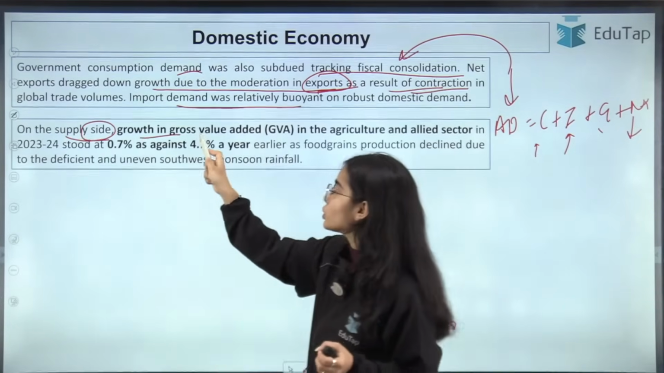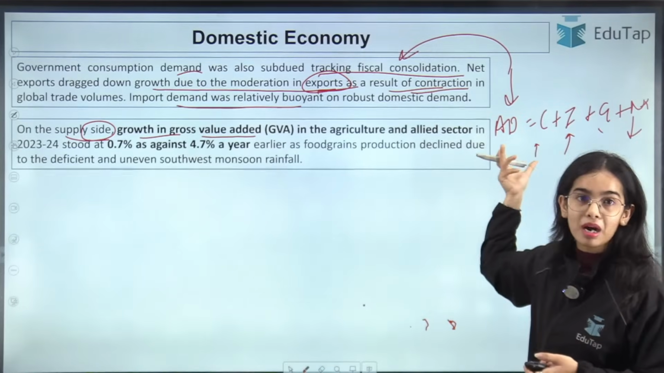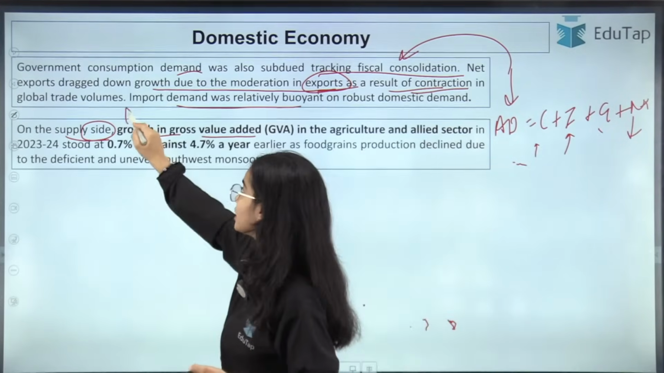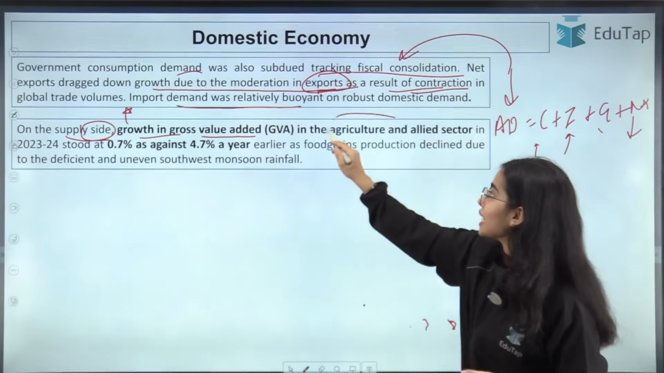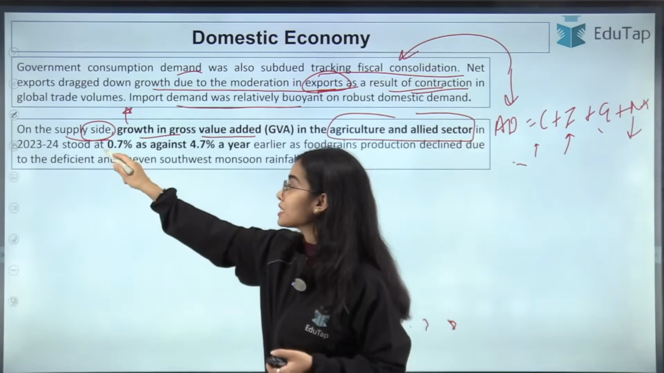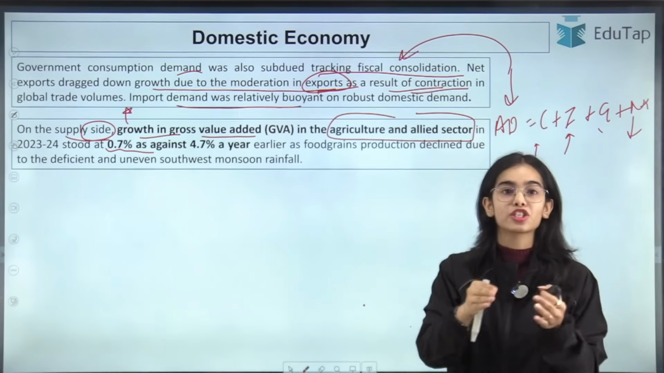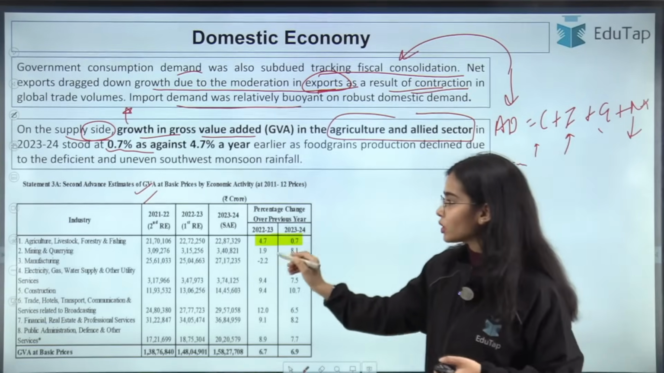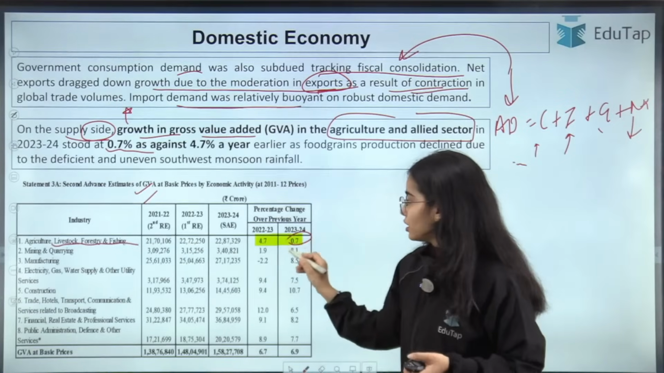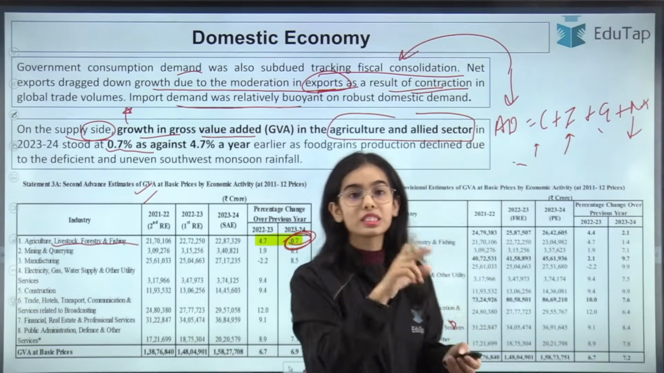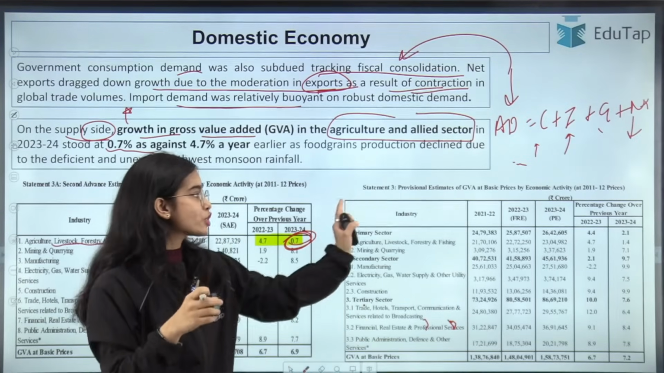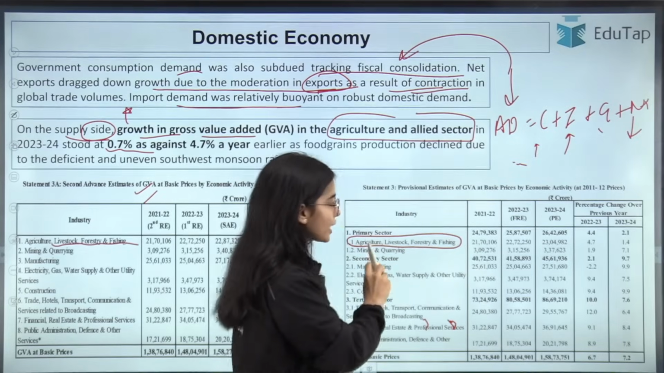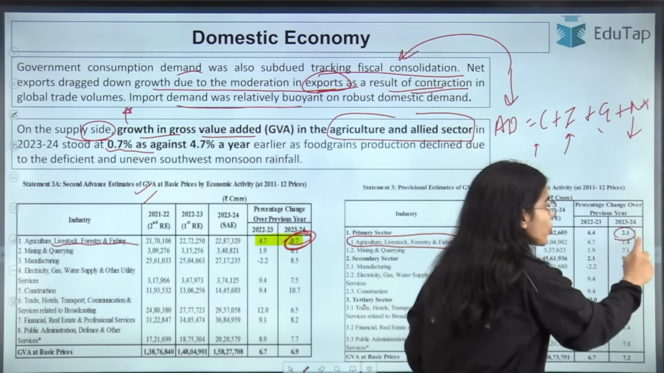On the supply side, the growth in gross value added. So till now, this was from the demand side, from the expenditure side. Now let's see from the production side. As per the supply side, the growth in gross value added in the agriculture and allied sector in 2023-24 stood at 0.7%. This is the data point as per the second advanced estimates of the GVA. If you see the data point for the provisional estimates that have been recently released, as per that, agriculture, livestock, forestry, so the agriculture and allied sector, has actually grown by 1.4%.